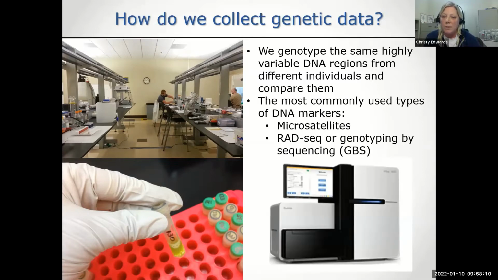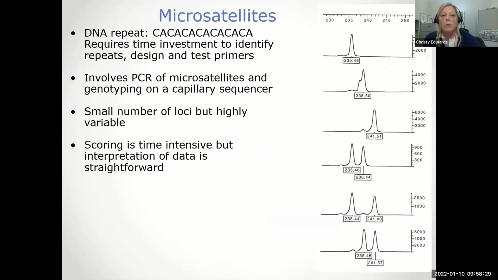So there are two types of markers that I think are most commonly used for population genetics. And I think you'll probably see quite a bit of these in the future talks that are after mine. The first is microsatellites, and the second is Rad-seq. So next. I'm just going to go over this really briefly, just so you have an understanding of the markers we use.